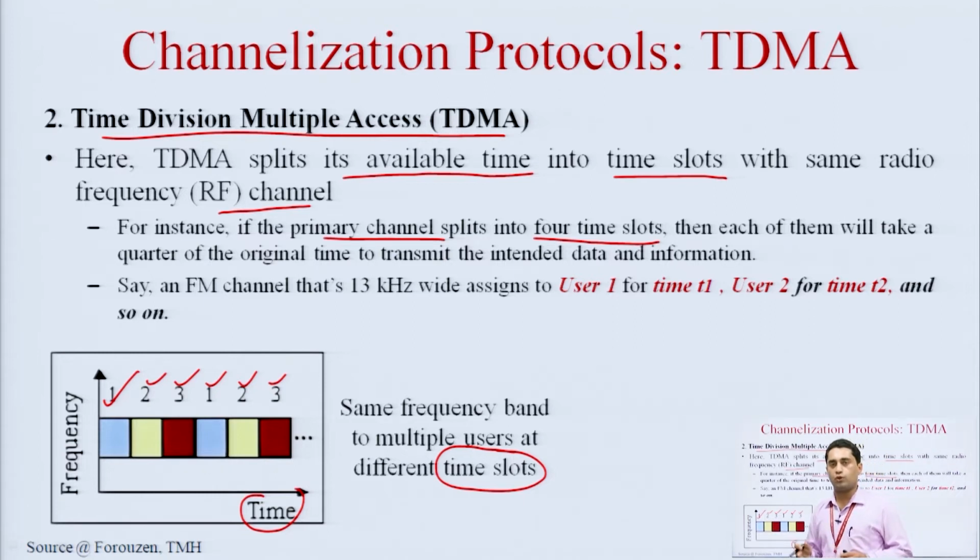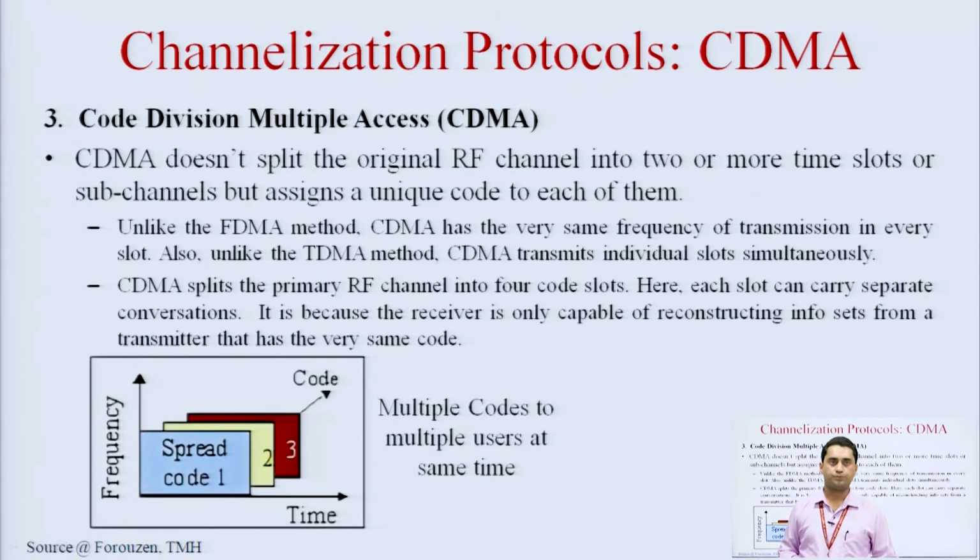So, if there are 4 users, the time is defined, now the network is free, user 1 will send the data, time is over, user 2 will send the data, user 3 will send the data, user 4 will send the data. So, 4 slots are defined. This is the example of TDMA, time division multiple access. The same frequency band is there for multiple users at different time slots. So, the time slot is different.